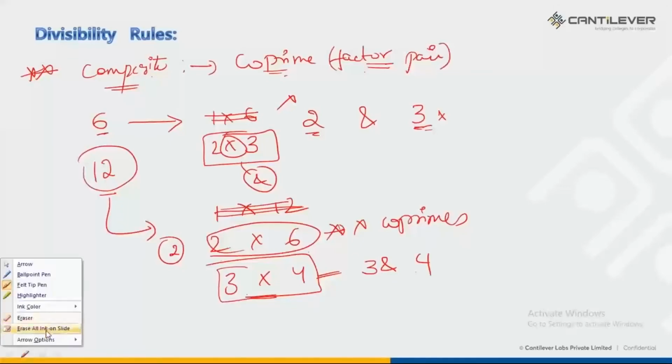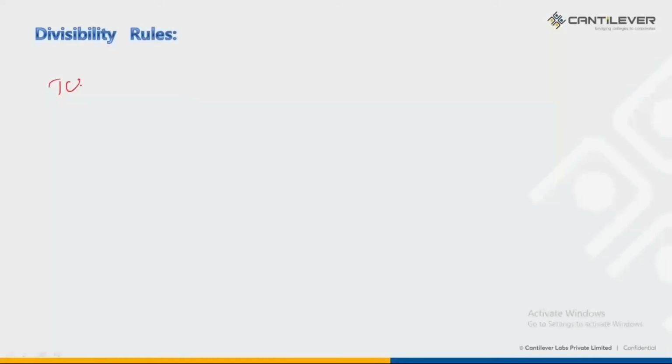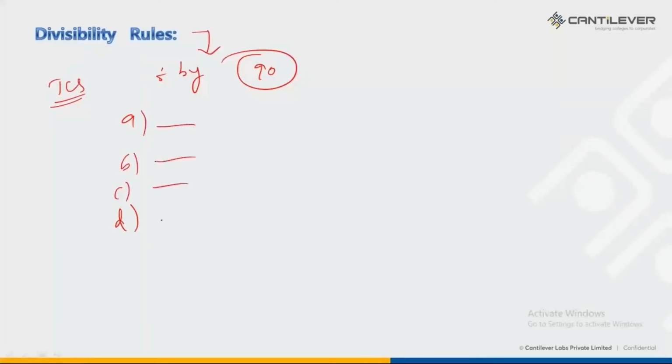Why did I tell you this? Because previously in a TCS paper, or I guess CAPG or CTS, I don't remember, they have given you options A, B, C, D, and the question is, which among the following is exactly divisible by 90? This is a previous year placement paper question, a direct divisibility rule application. All the options are 5-digit numbers. If you keep on dividing each and every number and verifying whether it is exactly divisible by 90 or not, it is a time-taking thing, right?